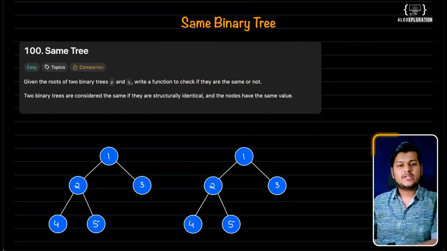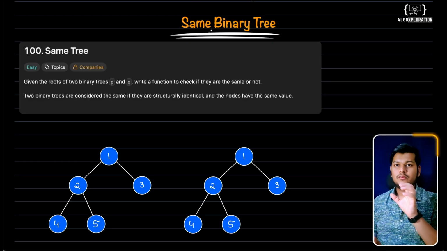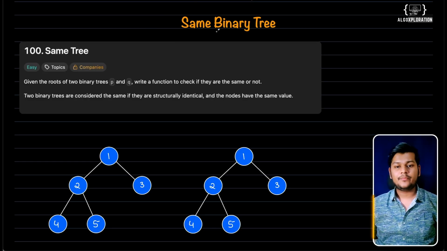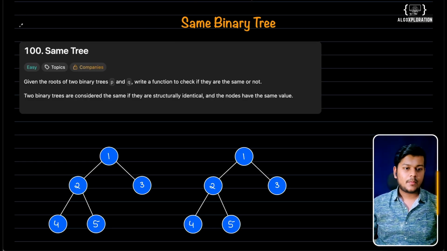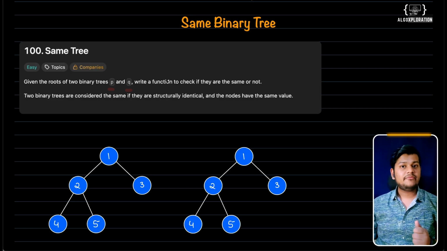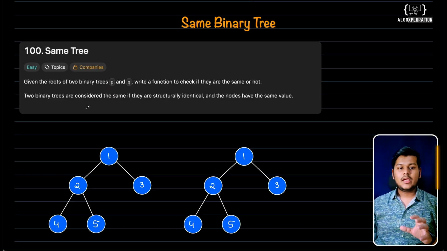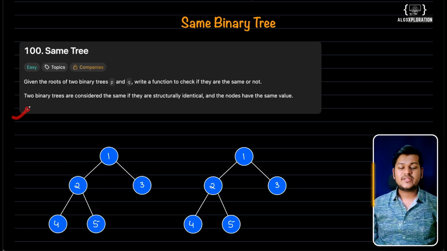Okay, so let's start by solving how to check whether both the trees are same or not. Over here we are talking about the binary tree. Now let's come to the problem statement. Over here they will be giving us the roots of the two binary trees P and Q, and we need to write a function to check whether both the trees are same or not. Now let's see what is the meaning of same binary tree. They are saying that they should be structurally identical. Also, the nodes should have the same value.